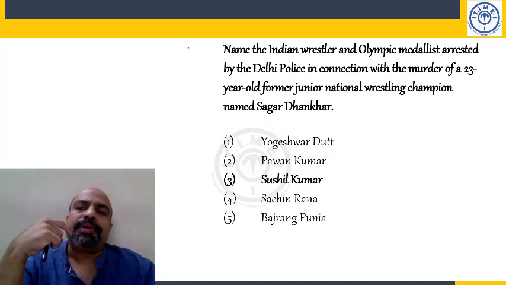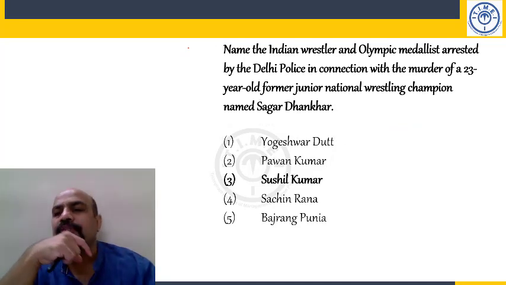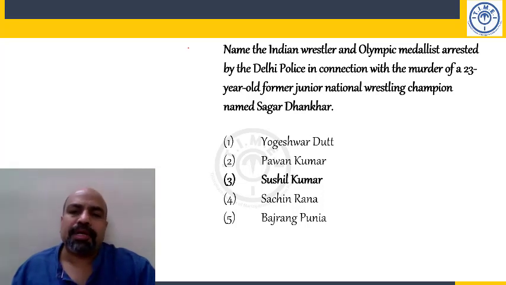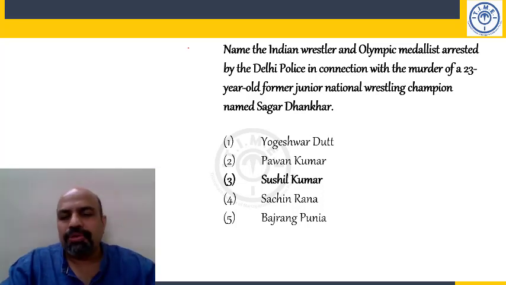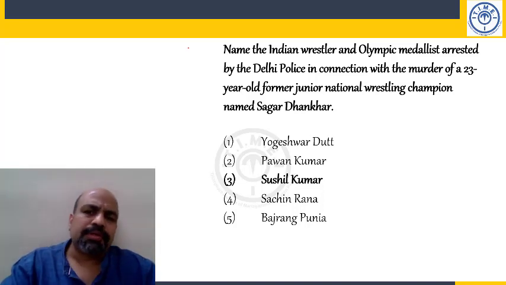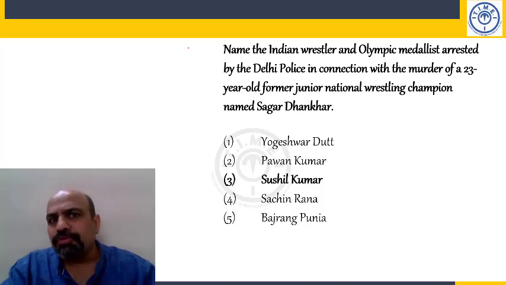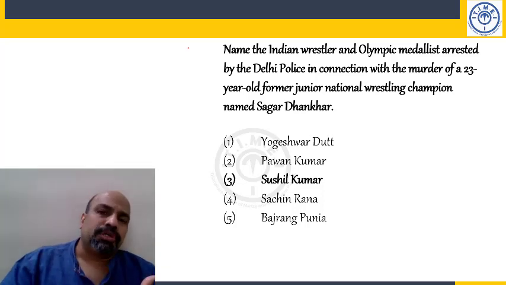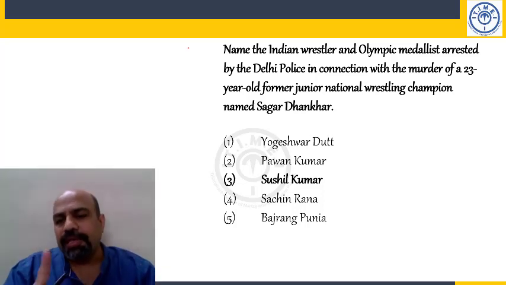Name the Indian wrestler and Olympic medalist arrested by the Delhi police in connection with the murder of a 23-year-old former junior national wrestling champion named Sagar Dhankar. Sushilkumar. You know what's been happening there, yeah? I just want you to know something about Sushilkumar. They may ask which of the following is not true about Sushilkumar. So 2-3 things, okay?